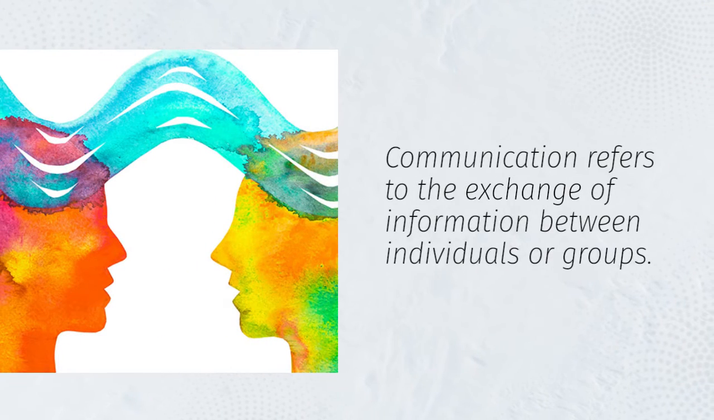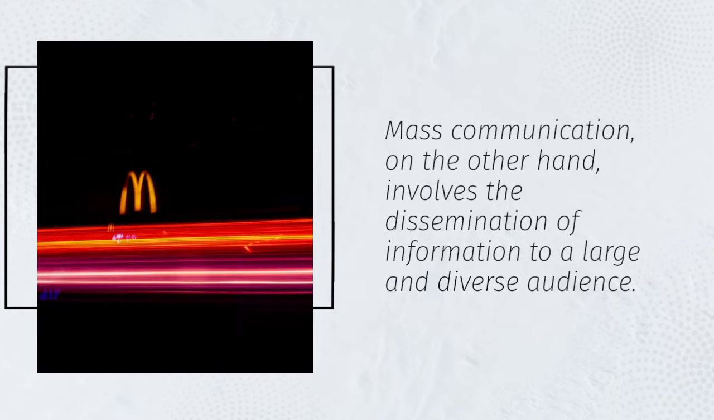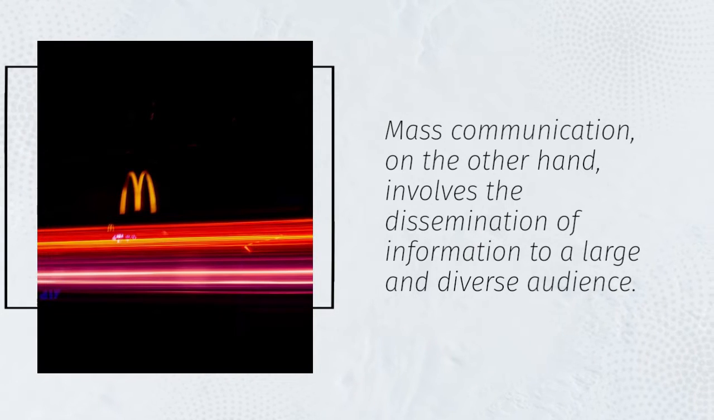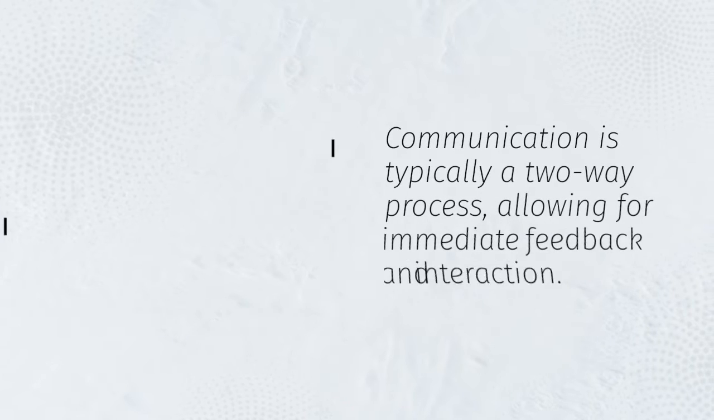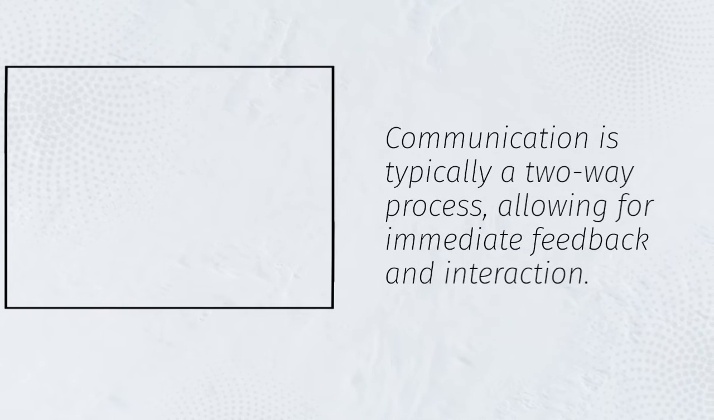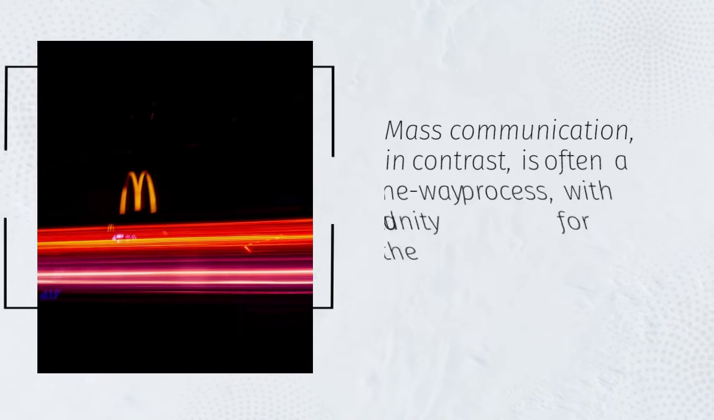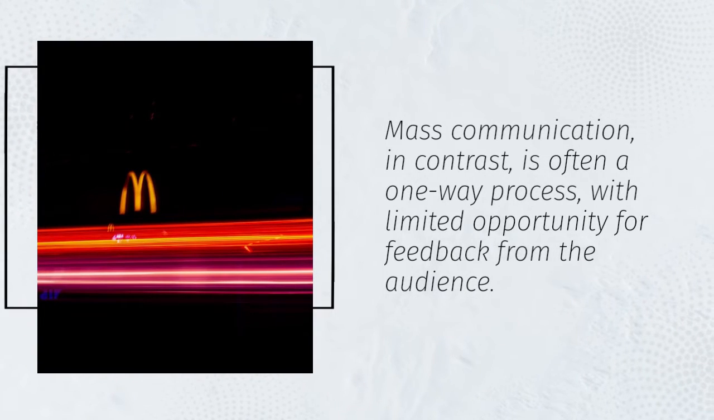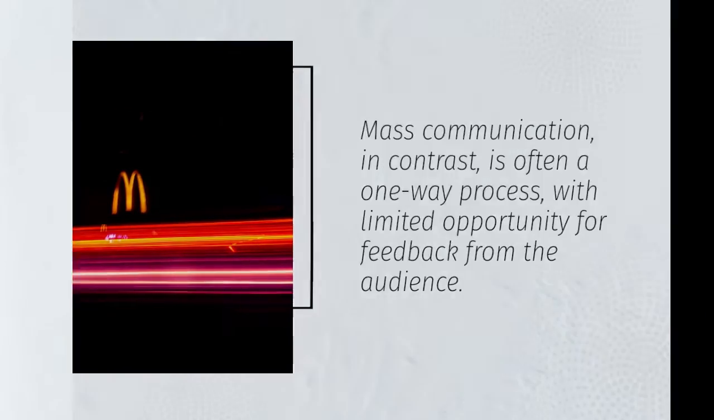Communication refers to the exchange of information between individuals or groups. Mass communication, on the other hand, involves the dissemination of information to a large and diverse audience. Communication is typically a two-way process, allowing for immediate feedback and interaction. Mass communication, in contrast, is often a one-way process, with limited opportunity for feedback from the audience.